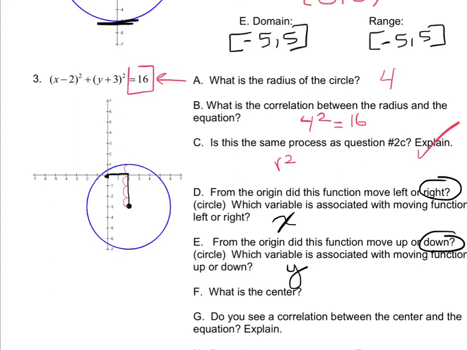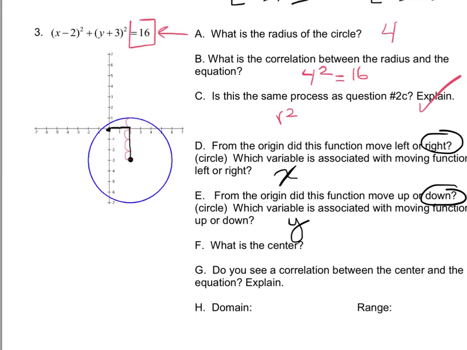So what is the center? How many steps did you go to the right? 2 steps. How many steps did you go down? 3 steps. So 2, -3 is going to be your center, or you can just simply look at the point, it's 2 and -3, or you can think of translation.